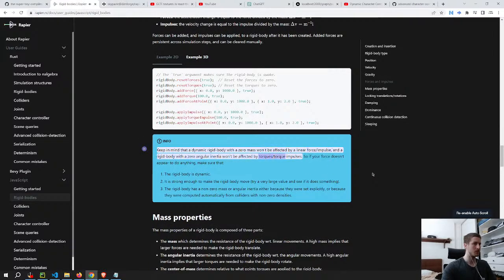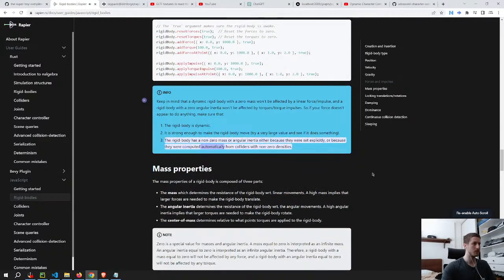a rigid body with a zero angular inertia won't be affected by torque/torque impulses. So if your force doesn't appear to do anything, make sure that the rigid body is dynamic. Make sure it is strong enough to make the rigid body move. Try a very large value and see if it does something. Check that the rigid body has a non-zero mass or angular inertia, either because they were set explicitly, or because they were computed automatically from colliders with non-zero densities.